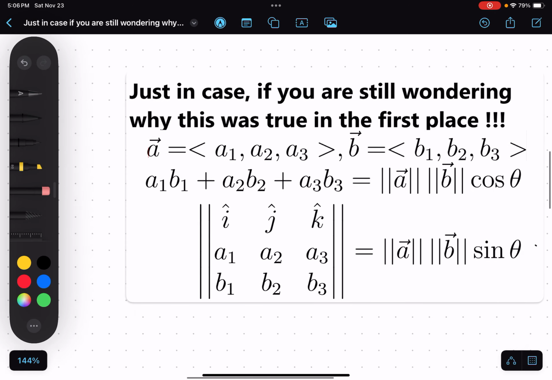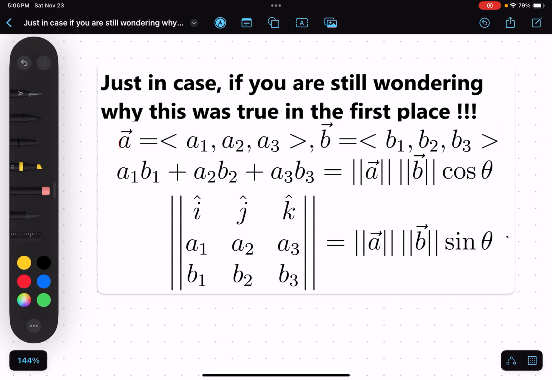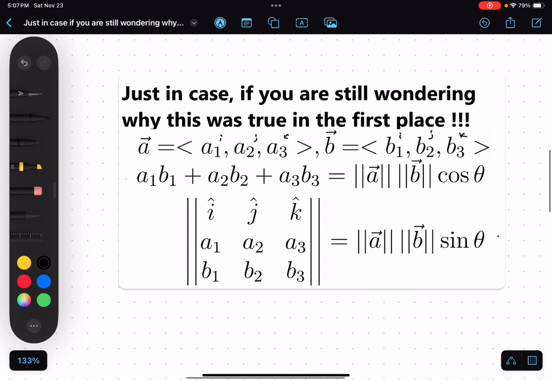Most of us know that if a vector a is defined as a1, a2, a3, in the i direction, j direction, k direction, and similarly b vector is b1, b2, b3 in the i, j, k directions, then this is our dot product, a vector dot b vector, and this is our cross product, a vector cross b vector.